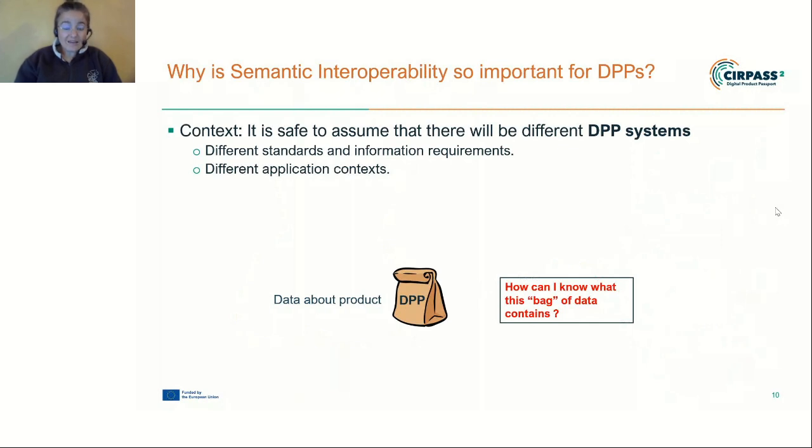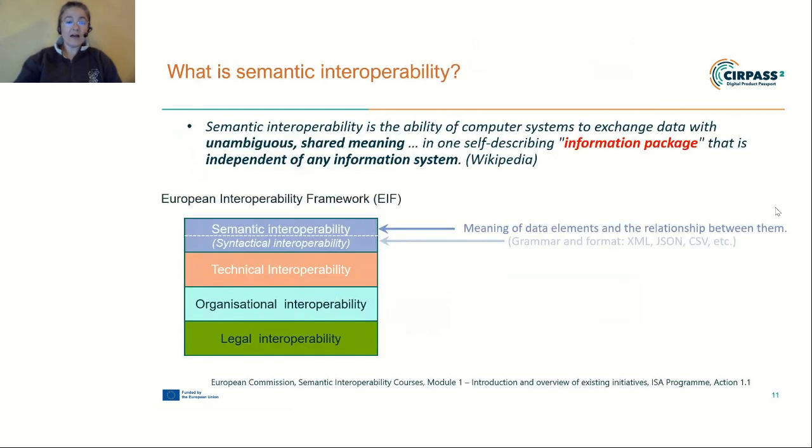I describe the digital product passport like a brown paper bag. Basically, a passport is just data about a product. And I'm getting this DPP from a given state, and I need to know what this bag of data contains, right? So how can I do this? I need to be able to understand what this data contains.